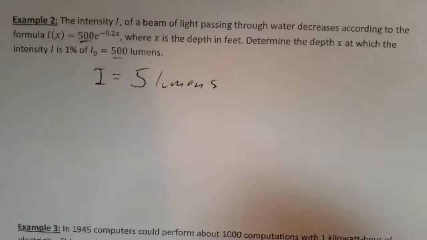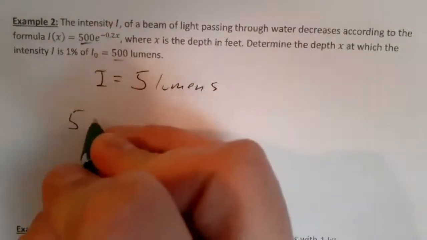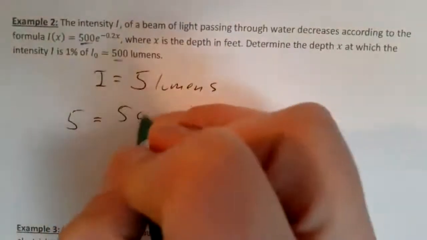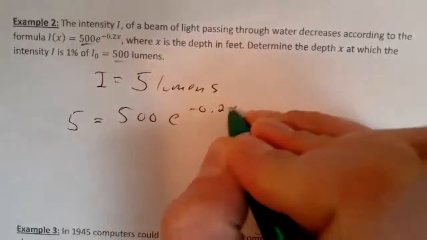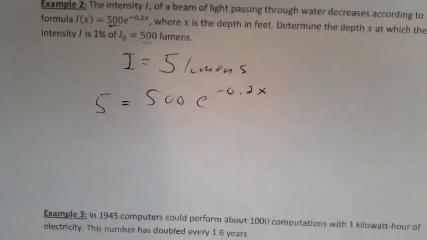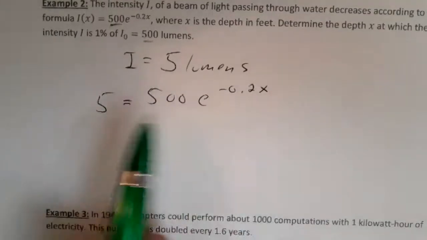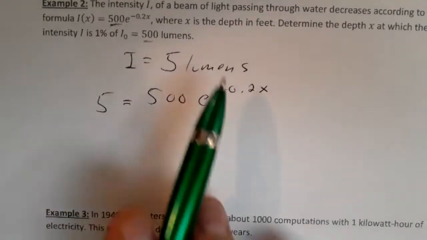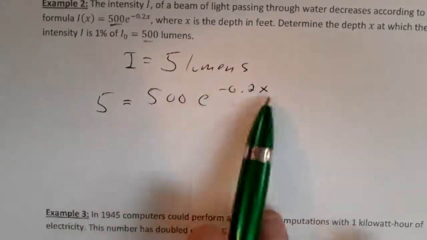And so now we're just plugging this in. We're plugging this in place of our I variable. So 5 is equal to what? 500 e to the minus 0.2x. And so this is one way we could go about solving it. After this next step, you might notice this is e to the minus 0.2x. This is the guy that looks weird. Got to get this guy by himself.